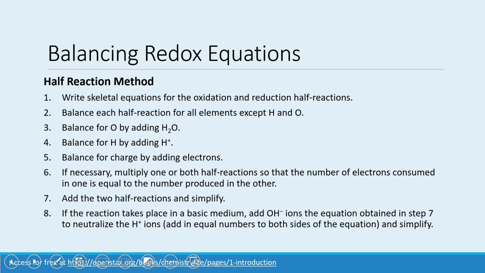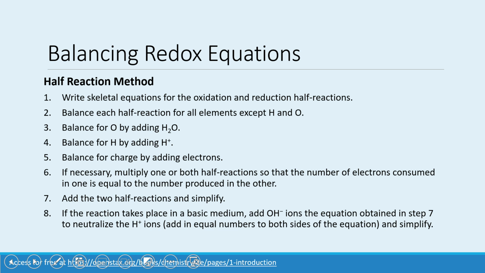And then if necessary, we can multiply one or both half reactions so that the number of electrons for each half reaction match, and they have to be on opposite sides. Then we'll add those two half reactions together, cancel anything out that we can on both sides, and simplify.